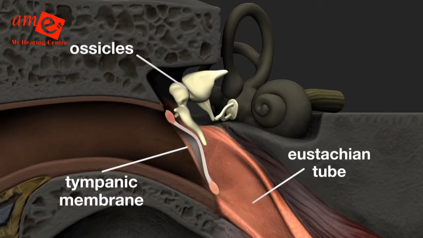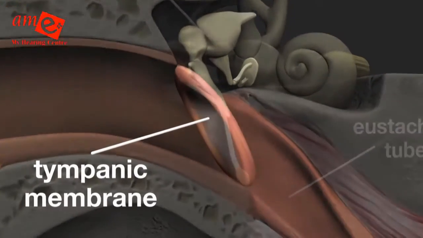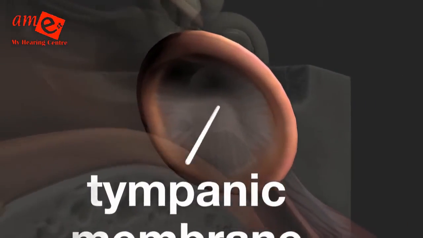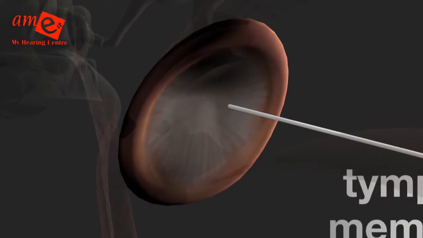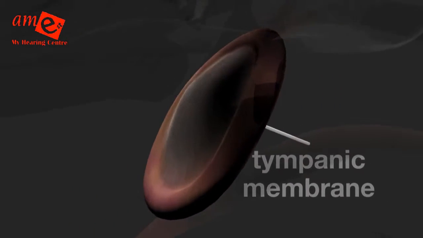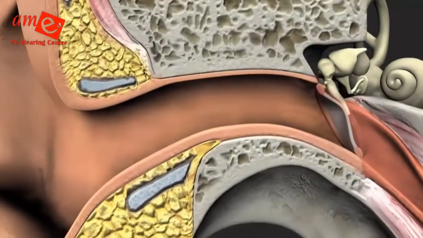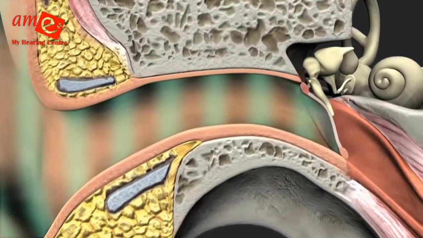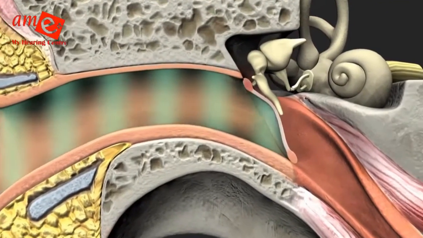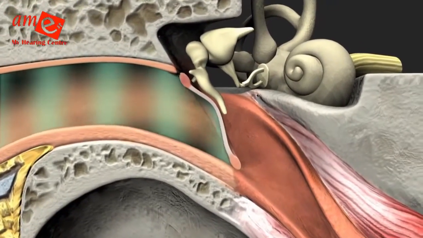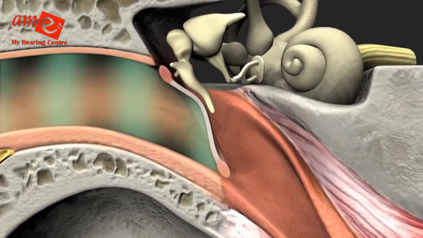The ear canal leads to the eardrum, called the tympanic membrane. The tympanic membrane is very thin and flexible and has a very rich blood supply. Sound waves arriving through the ear canal will cause the tympanic membrane to vibrate. The louder the sound, the stronger the membrane vibrates.